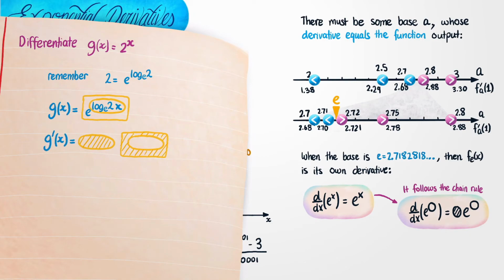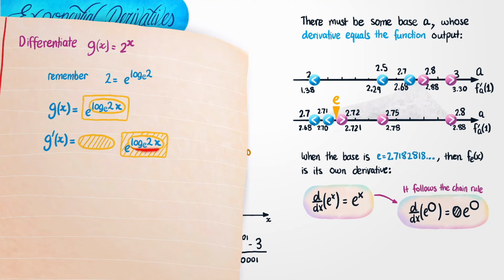So just like before, to differentiate this, we differentiate the outer function in terms of the inner function, and then we multiply by the derivative of the inner function. Now e to the x differentiates to itself, so we're going to just copy this down here, just like we did before.